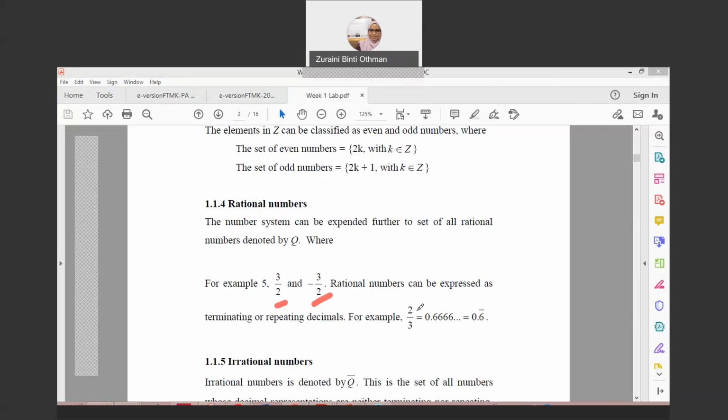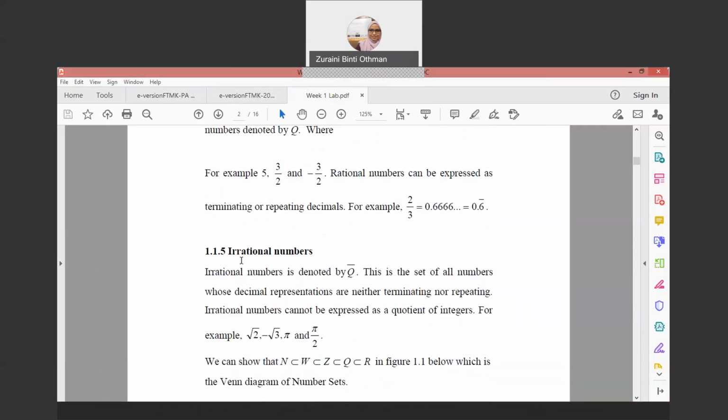Okay, for example 2 over 3, if we press it on the calculator, 2 over 3, what does it become? 0.66666. Okay, do you see? It actually does not stop. So in mathematics we can represent the non-stop 6 as 6 bar. This 6 bar, if we see the notation like this, 0.6 bar, means that it is 0.6666666. It does not stop there. Okay, so other than rational numbers, we have irrational numbers. Irrational numbers are denoted as Q bar.